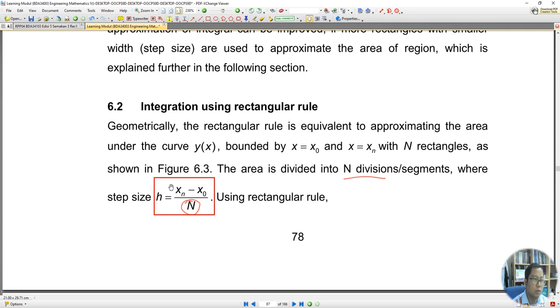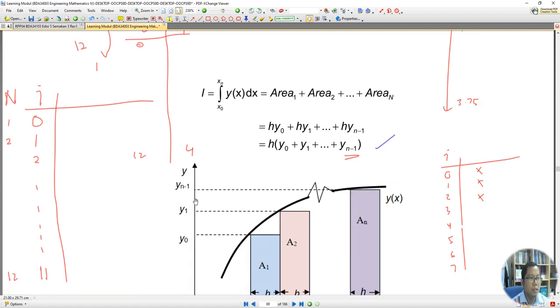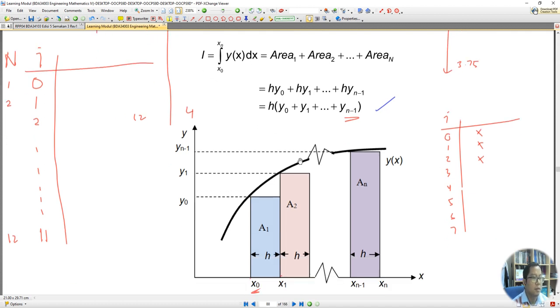denoted as xn. So how we are going to get h is based on the value of xn minus x0 divided by n. n is the number of segments. Okay, still the same.